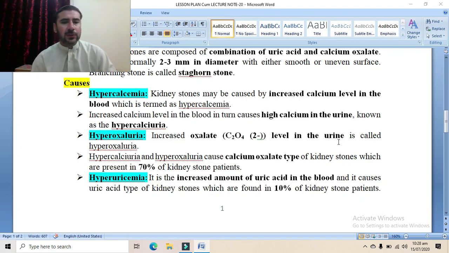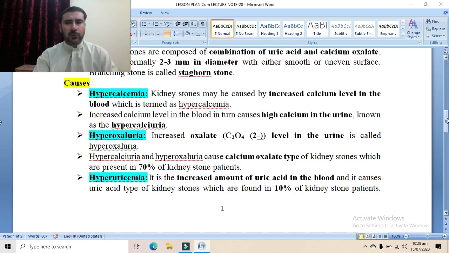hyperoxaluria. Now this oxalate will combine with calcium and form calcium oxalate stones, which will be trapped in the urinary tract anywhere, maybe in the kidney or maybe in the bladder. So this is another cause of kidney stones, the high concentration of oxalate in the urine.